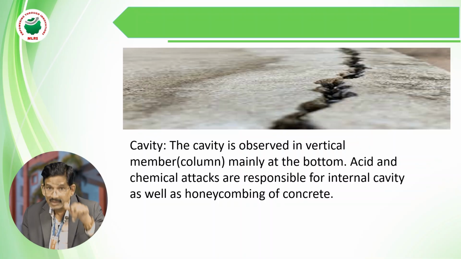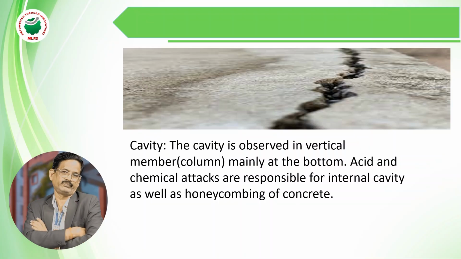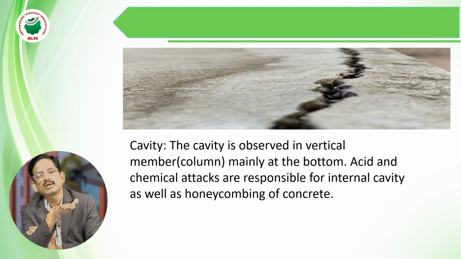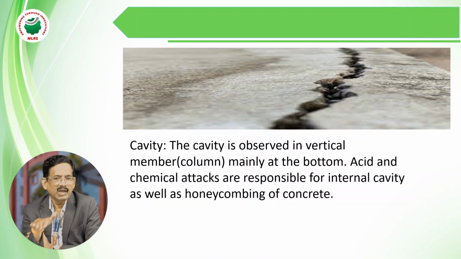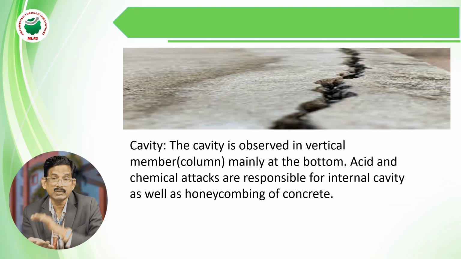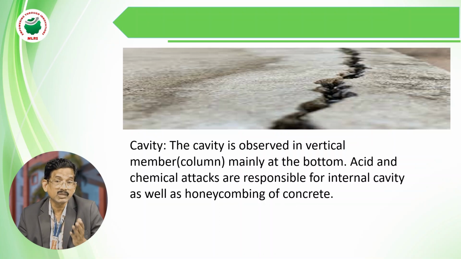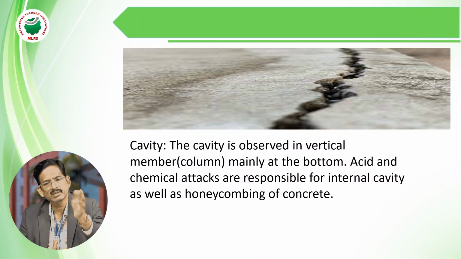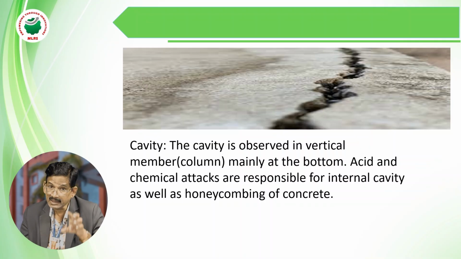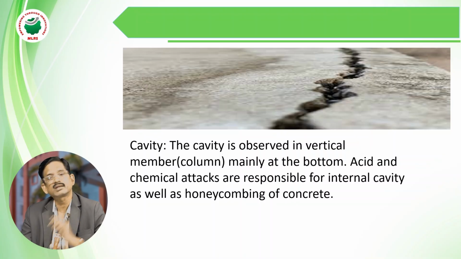So cavity is to be observed, in case of the structure, in the vertical members, mainly at the bottom level. So I think that you are having the doubt about how hairline cracks, how wider cracks are observed, how the spalling of the concrete. The cavity is to be mainly observed in the bottom of the column itself. So column consists of the reinforcement and the concrete, the main bars and the distribution bars. The cavity is to be observed in the bottom of the column member. Acid and chemical attacks are responsible for internal cavity.